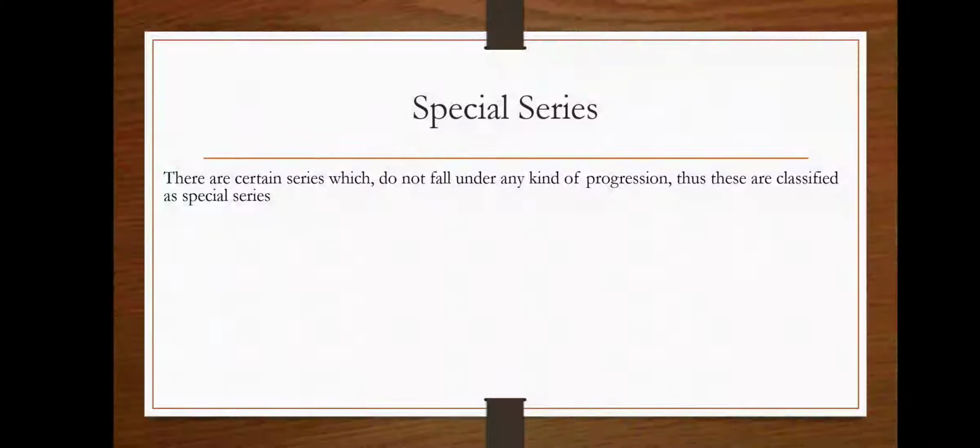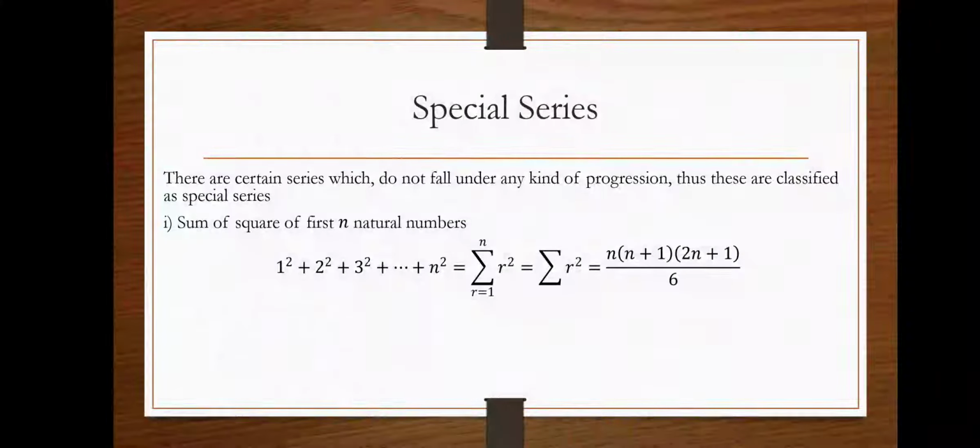Now, to begin with, the first one, that is sum of square of first n natural numbers. So how does it look? It looks something like this. So 1 square plus 2 square plus 3 square till n square. So you can see this is definitely not an arithmetic progression. This is not at all a geometric progression. So this is a different kind of series, and that is why it is called a special series.